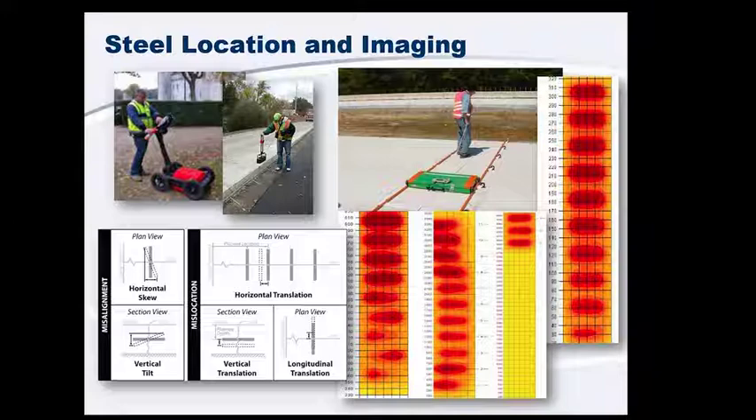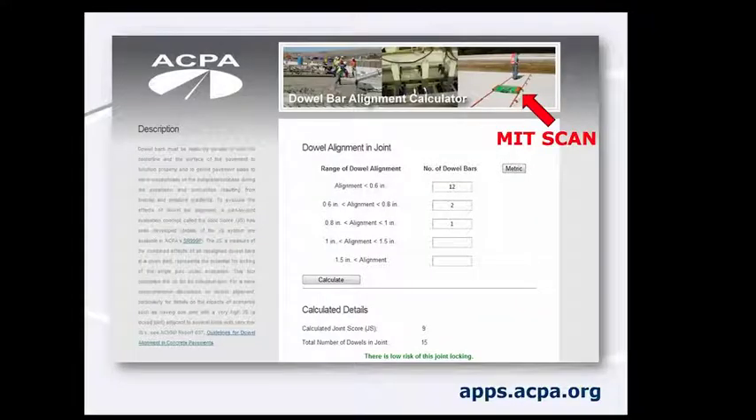And then based on where those dowels are, you can define the horizontal translation, the vertical and longitudinal translations, and the tilt and the skew. And based on all of that, you can get what's called your joint score.